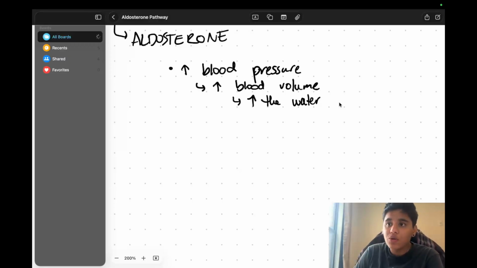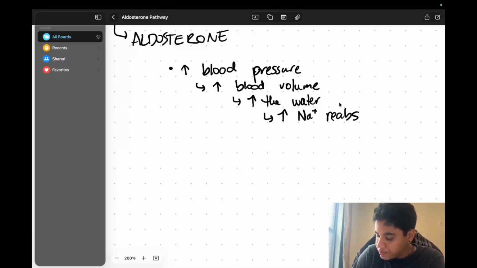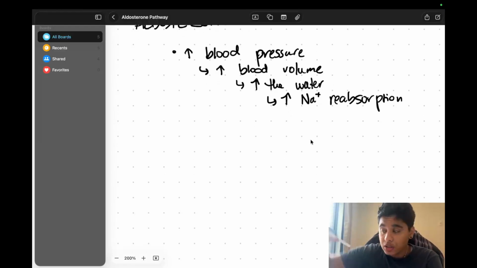Okay, but now if we just increase the amount of water, well, you might be thinking, okay, then this blood is going to become super hypotonic, right? So the real solution that our body comes up with is to increase sodium reabsorption. So what's happening is in your kidneys, there's this part in your kidneys called the distal convoluted tubule.